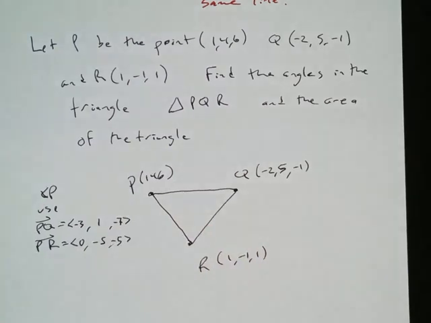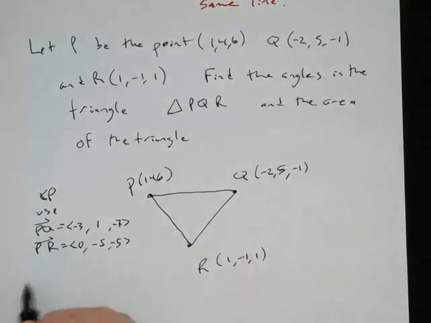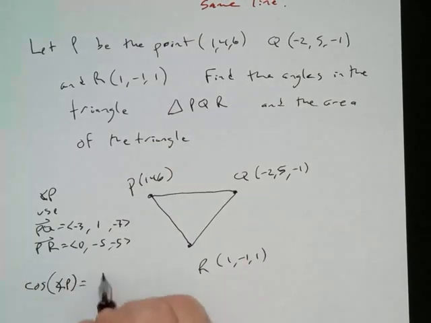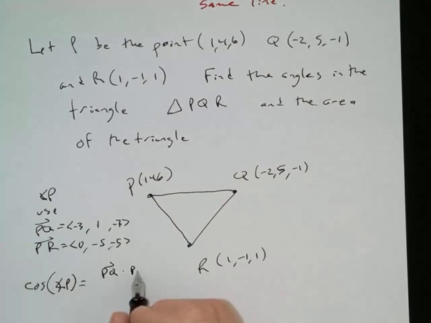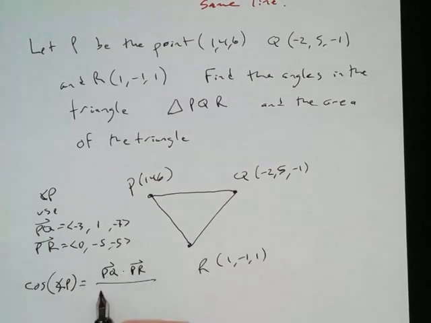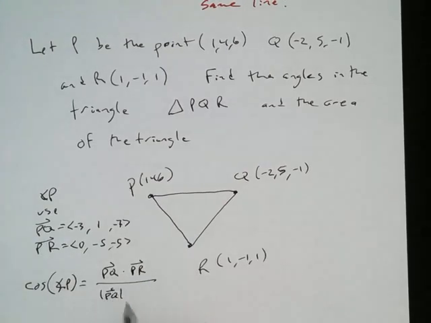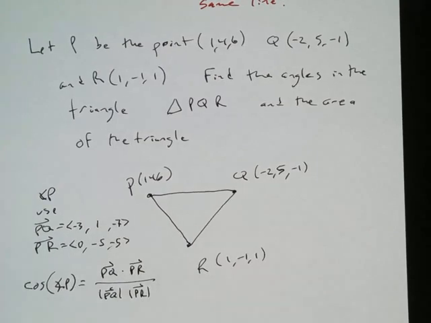One minus one, negative one minus four, and one minus six. And now I know how to figure out the angle, yes? Cosine of angle P is PQ dot PR over length of PQ, length of PR. And because I have PQ and PR, I can do that. Right now, I'm not going to, but I can.